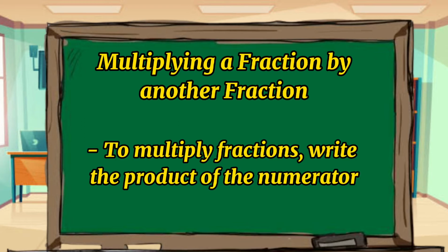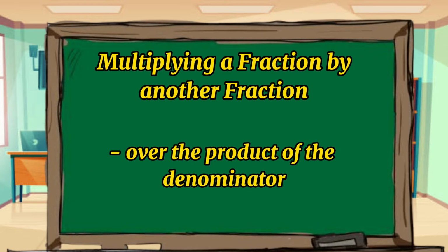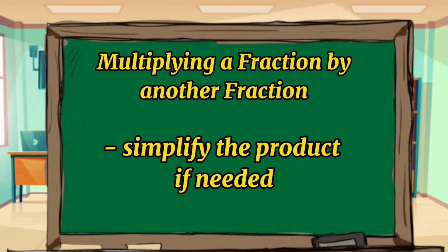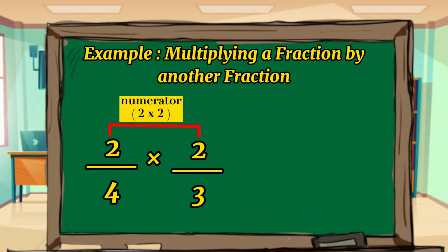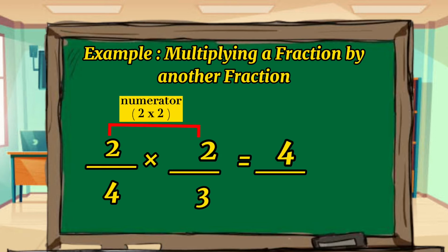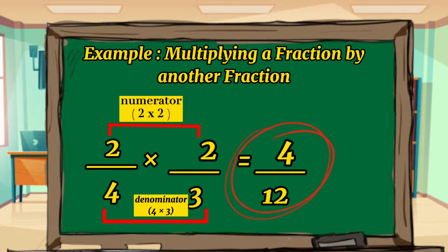To multiply fractions, write the product of the numerators over the product of the denominators. Then, simplify the product if needed. Let's see the example. 2/4 times 2/3. First, multiply the numerators. 2 times 2 equals 4. Next, multiply the denominators. 4 times 3 equals 12. The answer of 2/4 times 2/3 is 4/12.